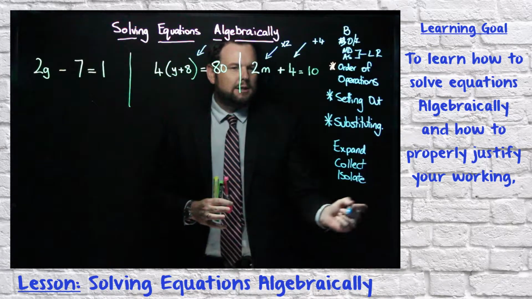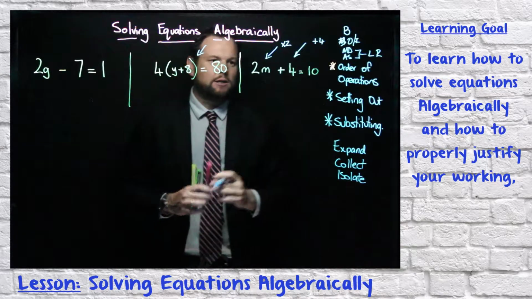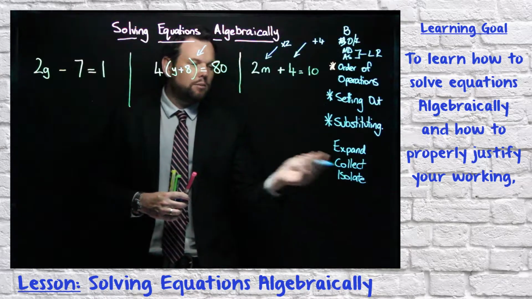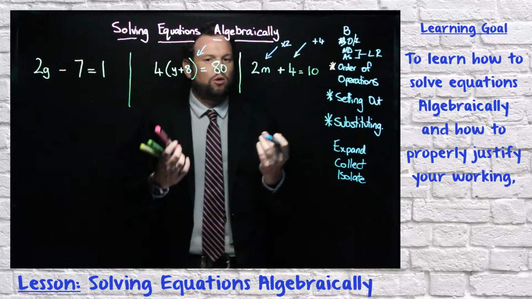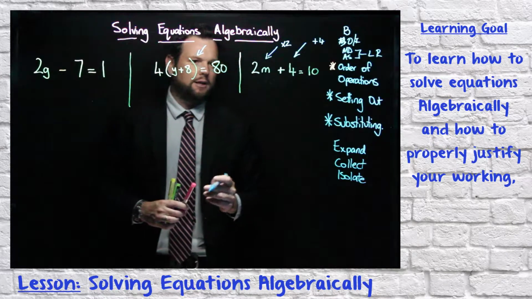So we look at our list. Do I need to do any expanding in this equation? No, I don't. There's no brackets, so I don't need to expand. Can I collect any like terms? No, I can't. There's no like terms that can be collected. So I can jump straight into the isolating phase.